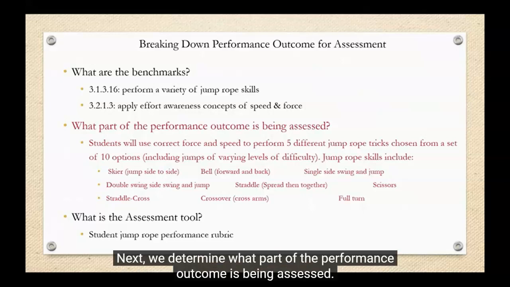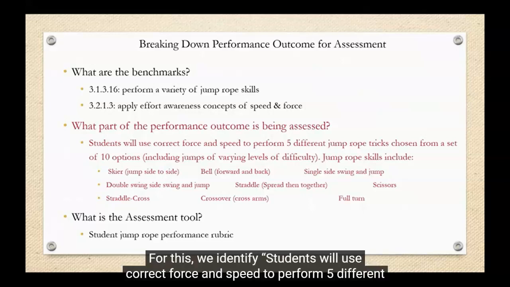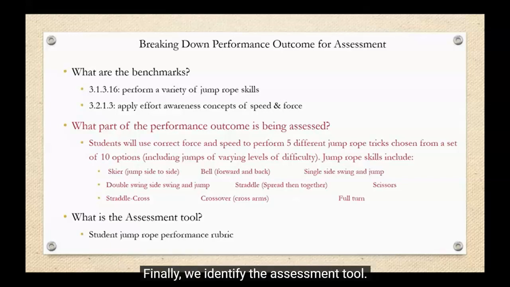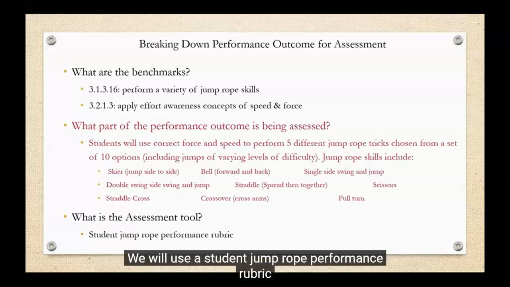Next, we determine what part of the performance outcome is being assessed. For this, we identify that students will use correct force and speed to perform 5 different jump rope tricks chosen from a set of 10 options, and then identify what those options are. Finally, we identify the assessment tool, and we will use a student jump rope performance rubric.